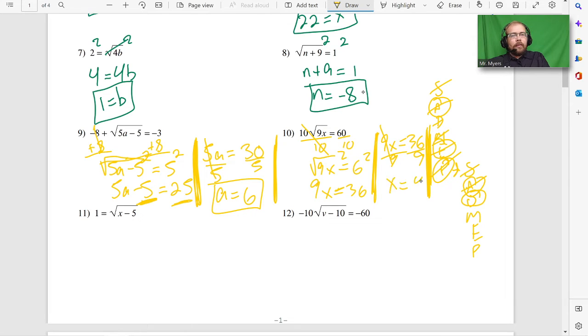Boom, boom, we get 4. All right, and that's it. 9 times 4 is 36. Square root of 36 is 6. 6 times 10 is 60. Check, check, check. Plugged it back in, it works.